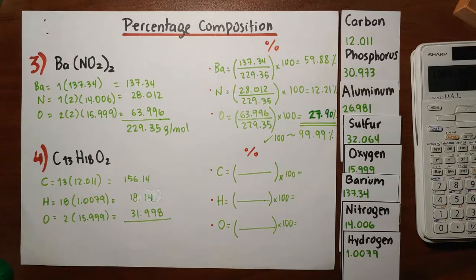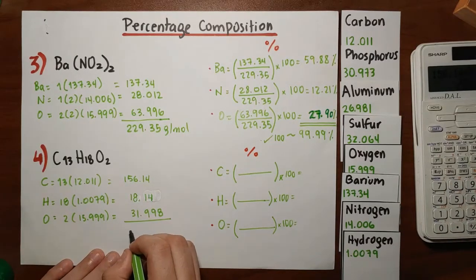Okay guys, sorry, I had a mistake there. So these are my partial amounts, so now I just have to add them: 156.14 plus 18.14 plus 31.998. I got 206.28 rounded.